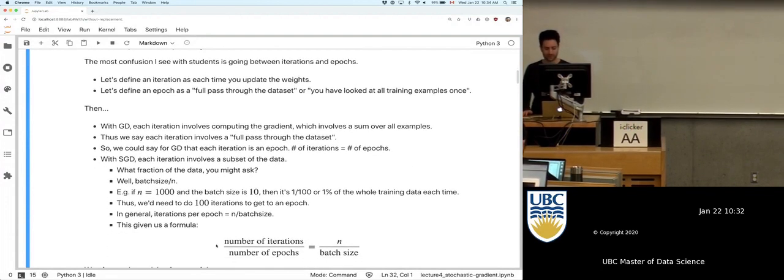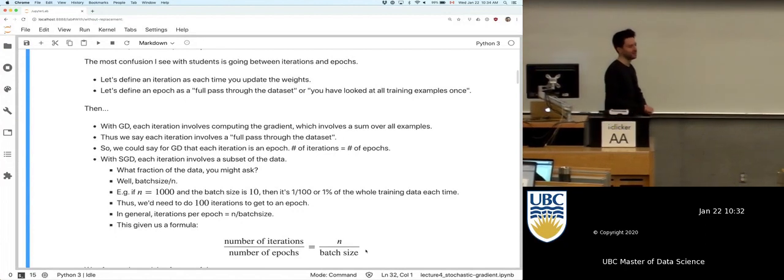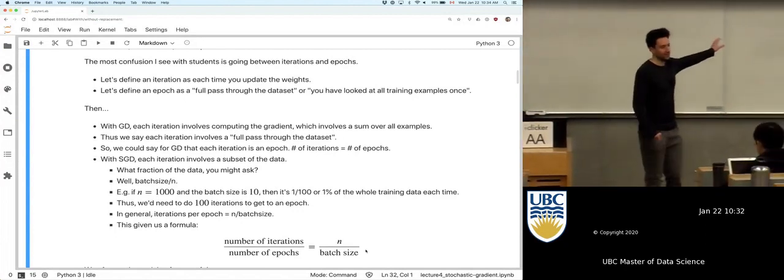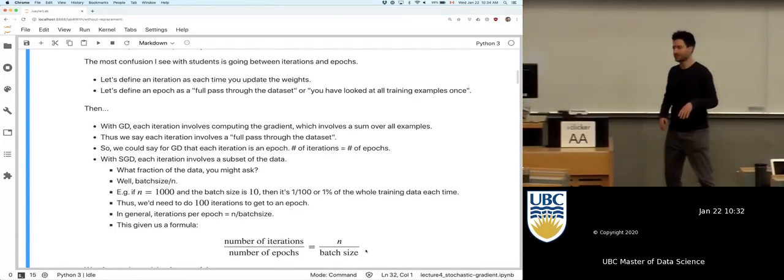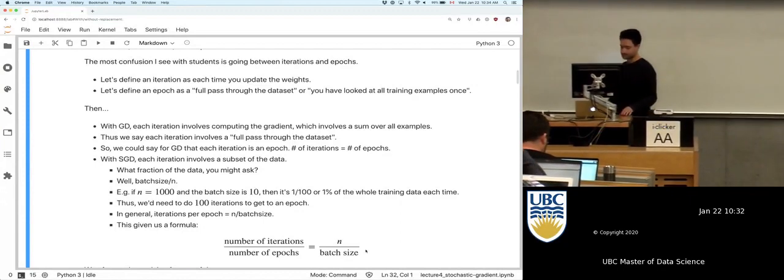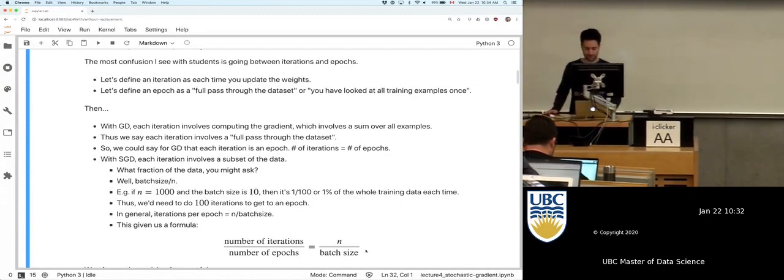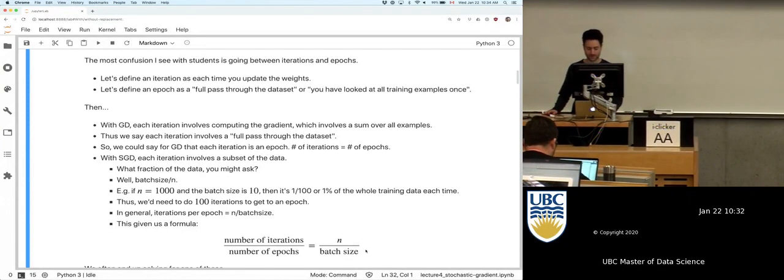So we can turn this into a general formula. The number of iterations per epoch is n divided by the batch size. And if you ever get confused, you can just come back to this and solve for the thing that you're looking for. So in our example here, n was 1,000, batch size was 10, so we had 100 iterations per epoch.